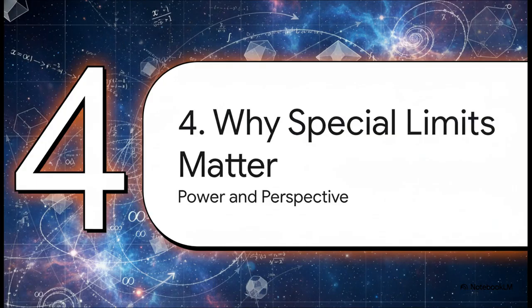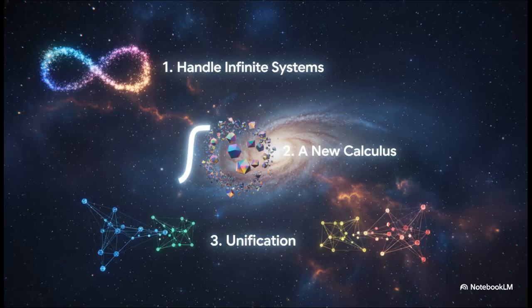Okay, so we've got filtered limits for directed systems, and we've got ends for this sort of categorical calculus. What's the big takeaway? Why does this advanced toolkit matter so much to mathematicians? Well, it all comes down to gaining incredible power and a whole new perspective. With these tools, mathematicians can finally wrestle with infinite processes that used to be totally unmanageable. They get a brand new form of calculus for abstract structures, and maybe most importantly, they start to see that all these seemingly separate mathematical ideas are really just different views of a single, deeply connected whole.